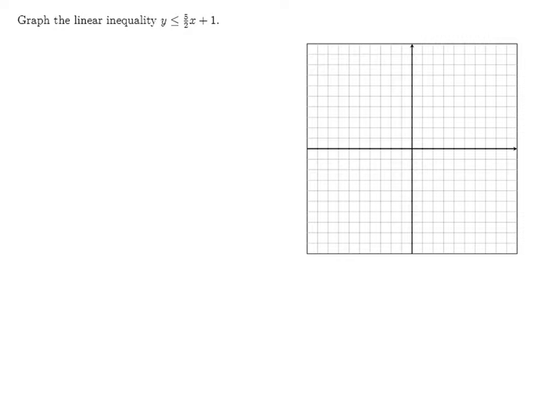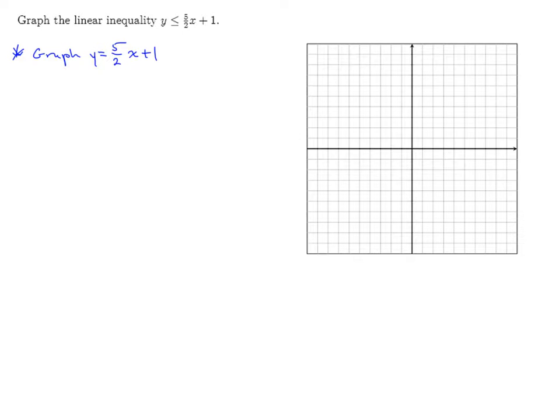We're told in this problem to graph the linear inequality y less than or equal to 5/2 x plus 1. As our first step, we will graph the corresponding equation. So we will graph y equals 5/2 x plus 1.